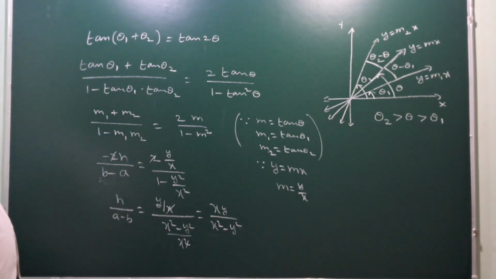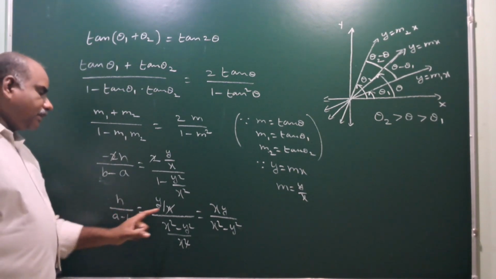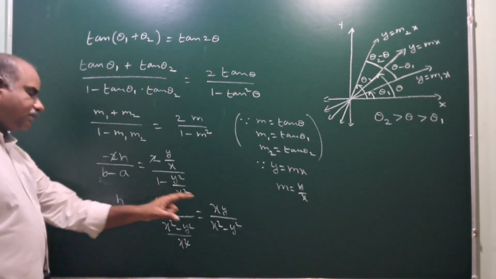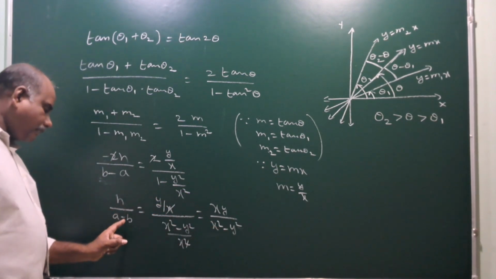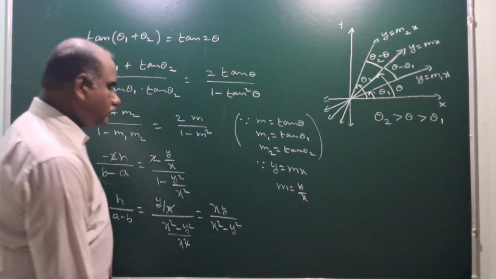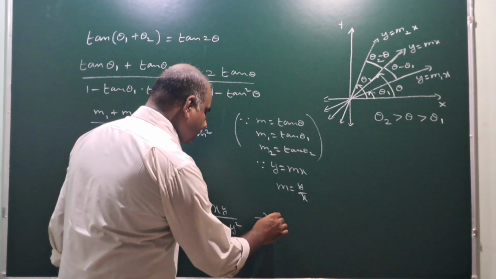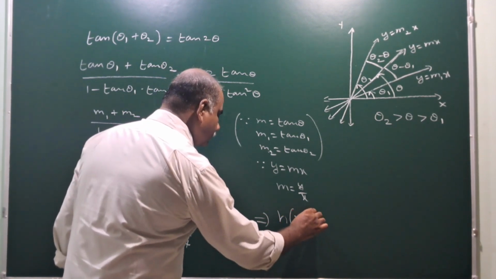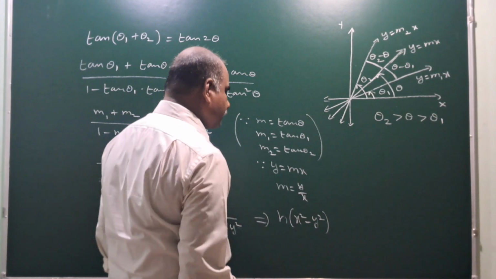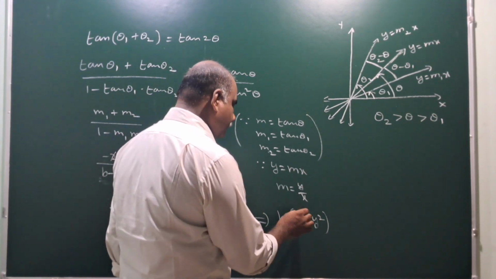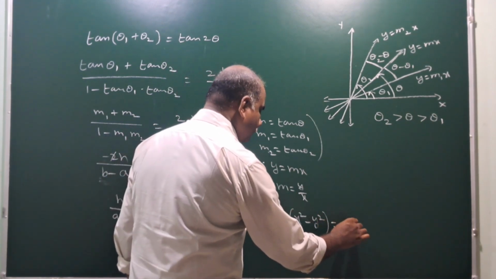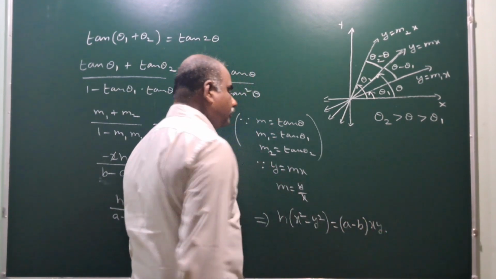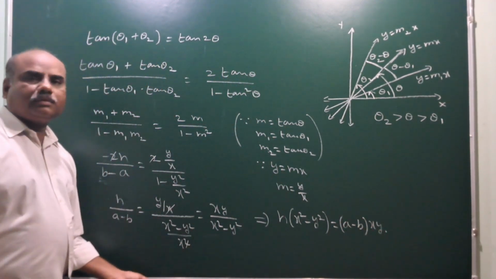Okay, now taking cross multiplication for these equations, we get h into x square minus y square is equal to a minus b into xy. That implies, taking cross multiplication, we get h into x square minus y square is equal to a minus b into xy. Okay, so that is the proof. Thank you.